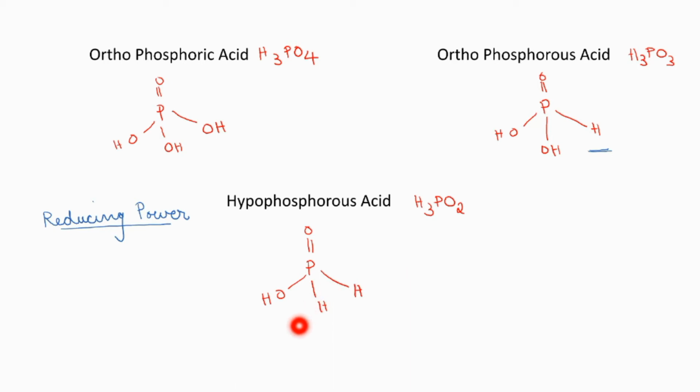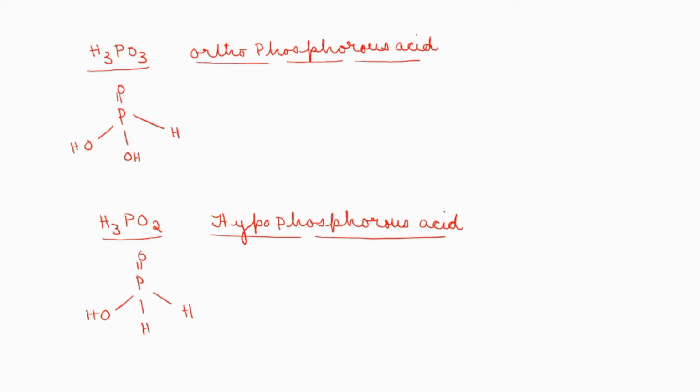What about hypophosphorus acid? Here two hydrogens are directly attached to phosphorus. So compared to orthophosphorus acid, hypophosphorus acid is a strong reducing agent. What is the reason? It has two hydrogens attached to phosphorus directly, whereas orthophosphoric acid will not act as a reducing agent. Got it? Now the question is, if a hydrogen is directly attached to phosphorus, how can it act as a strong reducing agent, or how will it have reducing power?